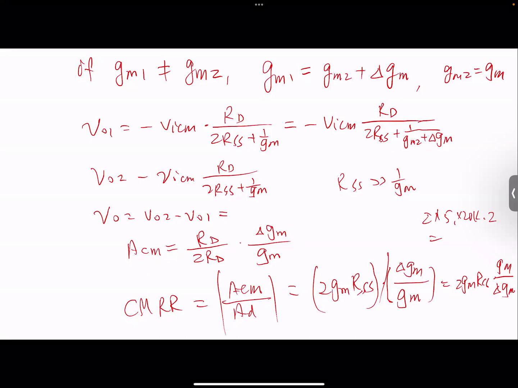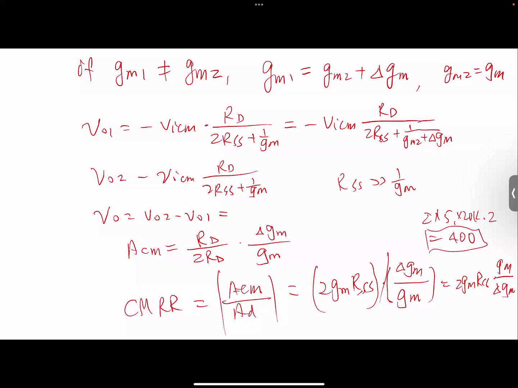100 times 2 times 2, so it's only 400. So the ratio is only 400 if third GM is 0.5. But if third GM is 0.01, you get again the common mode rejection ratio at 5,000. Okay, so this one is really just to look at the common mode rejection ratio.